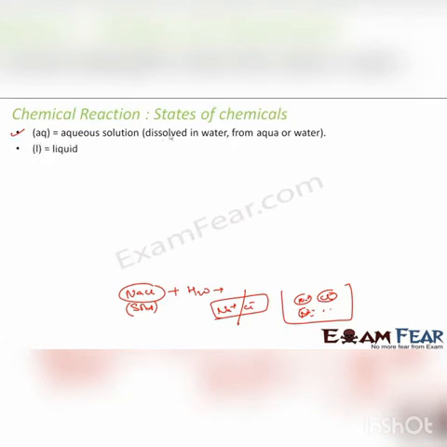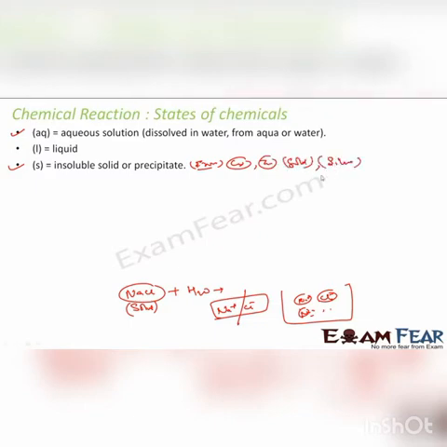Liquid is total liquid, for example, water or any juice. Insoluble solid is where you get the actual solid. For example, iron is a solid, right? Iron is a solid. Copper, zinc, gold, silver. These are all solid because they don't dissolve in water.